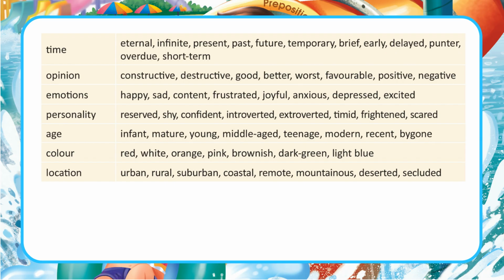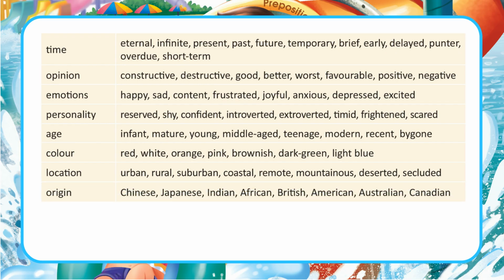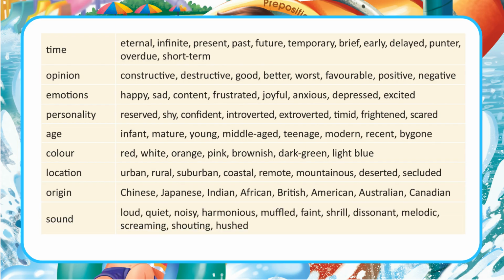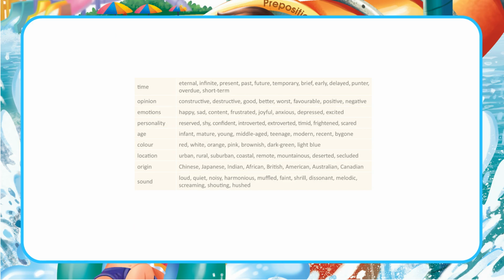Location: urban, rural, suburban, coastal, remote, mountainous, deserted, secluded. Origin: Chinese, Japanese, Indian, African, British, American, Australian, Canadian. Sound: loud, quiet, noisy, harmonious, muffled, faint, shrill, dissonant, melodic, screaming, shouting, hushed.